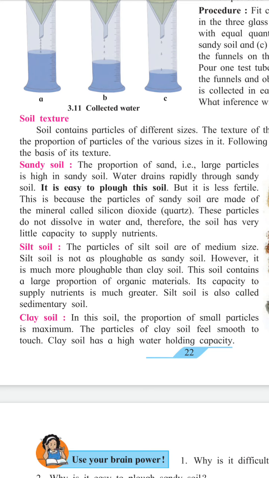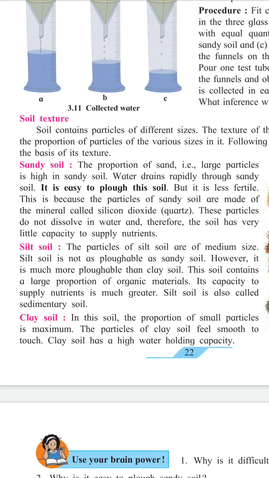It contains a large amount of organic matter and is granular to the touch. So, water holding capacity is maximum, hence it properly supplies nutrients to the plant. It is highly fertile, so many plants grow in it. Okay, this is silt soil.